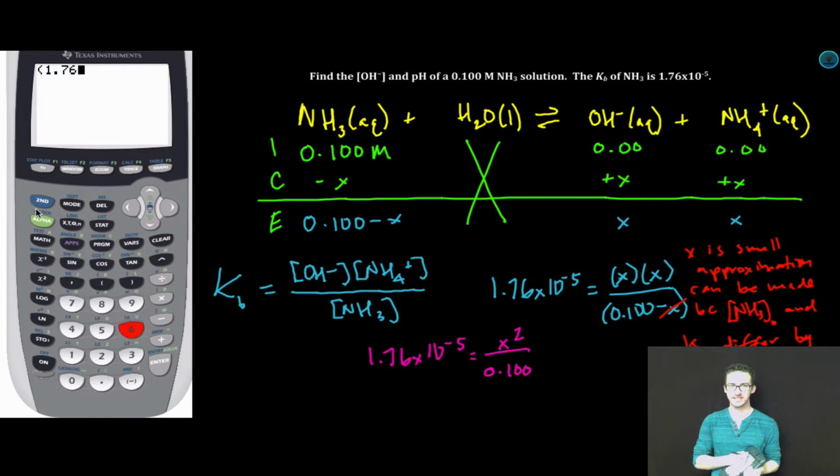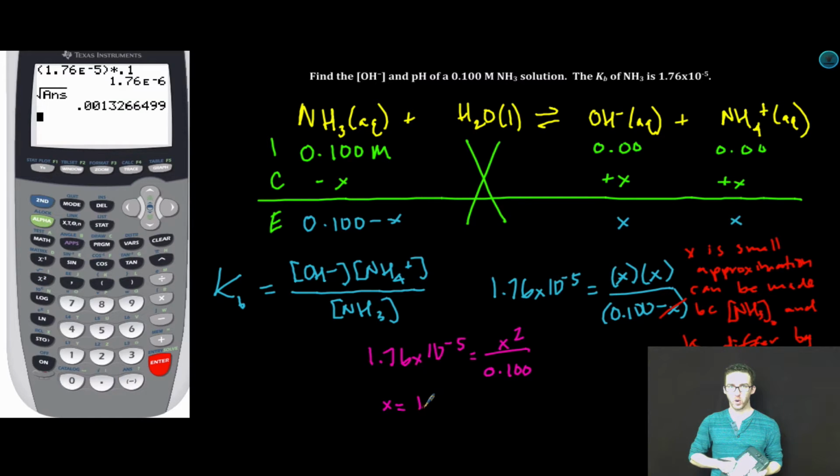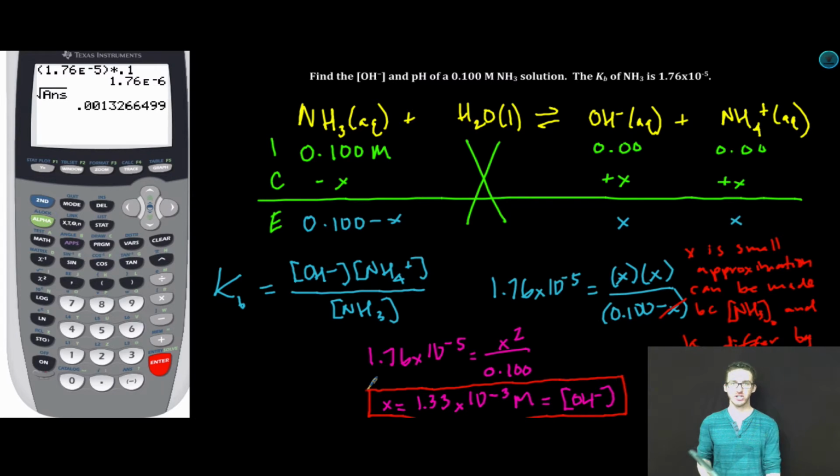All right, let's solve for x. Parentheses 1.76 second EE negative 5 close parentheses times 0.1 enter. Second square root second answer. x equals 1.33 times 10 to the minus 3 molar. That is our hydroxide ion concentration. First part of this question done. But we also want the pH.